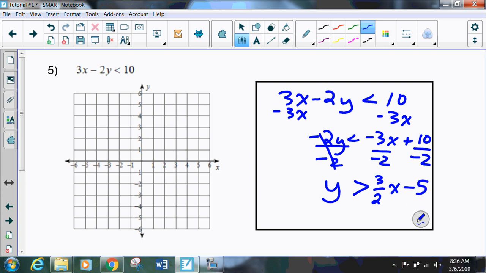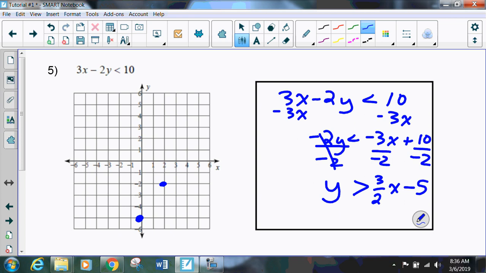And now that we've rearranged our inequality that was in standard form into this form where we can see the y-intercept and the slope, it's just easier to graph, right? So our first point that we're going to graph is our negative 5. And then we're going to use our slope: up 3, 1, 2, 3, over 2. We have our 2 points.